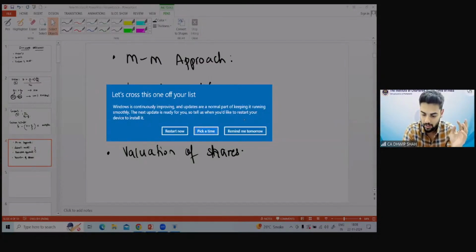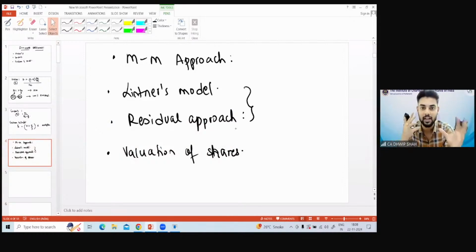However, the MM approach, the Gordon approach, and Walter's model analyzed whether the dividend decision affects my market price or not. This was the revolving factor of their entire theory. Does the dividend decision, or the optimum payout ratio of the company, affect the market price of the share or not? Gordon and Walter said that yes, it definitely affects. Any change in the dividend payout ratio will definitely change the market price.